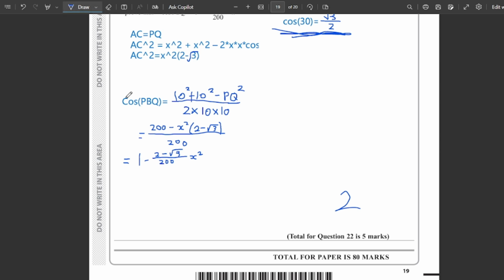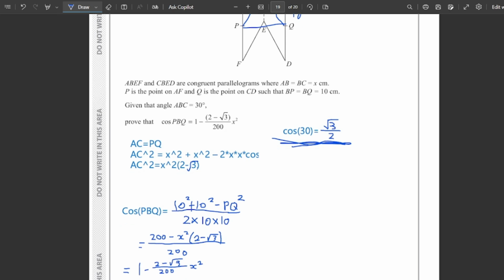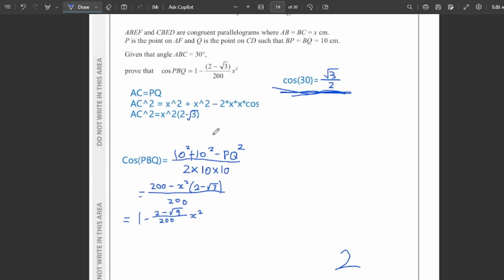So, cos PBQ equals 10 squared plus 10 squared, as I said earlier, because PB and BQ equal 10, minus PQ squared, which is equal to AC squared, which is equal to x squared (2 minus root 3), over 2 times 10 times 10, just simple cosine rule stuff. Sub PQ in, and then you just do a bit of simplifying. You split up the fraction, 200 over 200, which is 1, and then minus (2 minus root 3) over 200 x squared, and that's it.